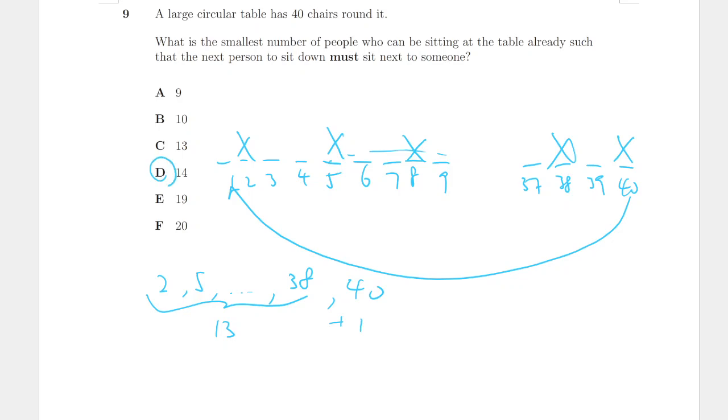Good. So this question was asking for the smallest number of people. What if I change the question to the largest number of people? Well, then the people should sit every other chair. If you sit at number 2, then the next guy should sit at number 4. You should try to pack yourselves as close as possible. So the final answer will be 40 divided by 2, which is 20, if you want the largest number of people sitting at the table. So they have 20 as an option as well. Maybe that's a trap.